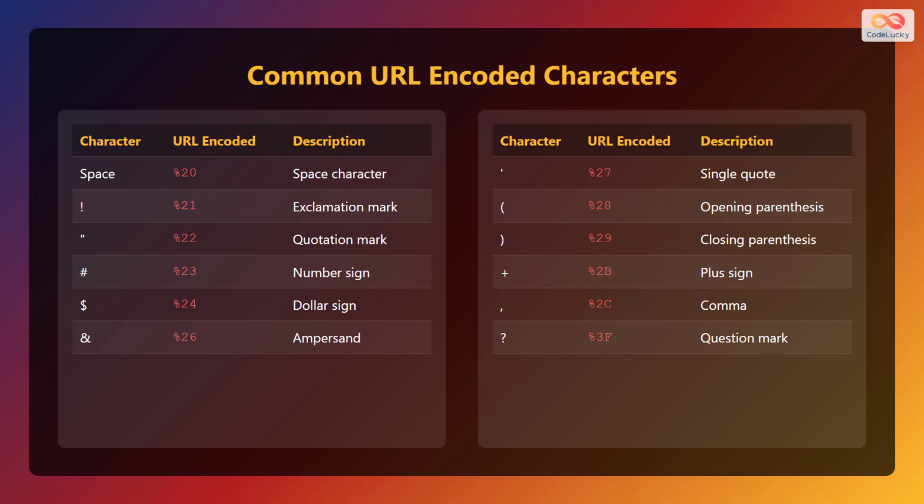A single quote is encoded as %27. The opening parenthesis is %28. The closing parenthesis is %29. The plus sign becomes %2b. The comma is encoded as %2c. Finally, the question mark is encoded as %3f.